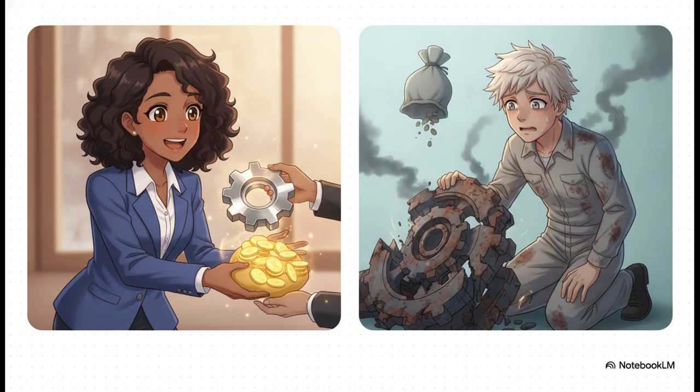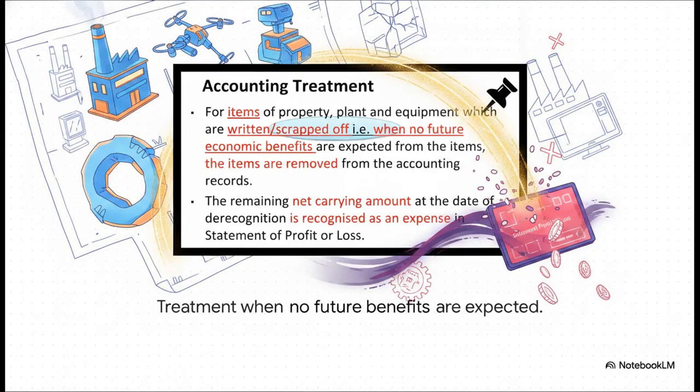And because we get nothing in return, the entire remaining net carrying amount of that asset instantly becomes a massive loss for the company. MFRS 116 is super clear about this. For items of property, plant, and equipment that are scrapped, meaning absolutely no future economic benefits are expected, the items have to be removed from the books. And importantly, that remaining net carrying amount at the date of derecognition is recognized instantly as an expense in the statement of profit or loss.